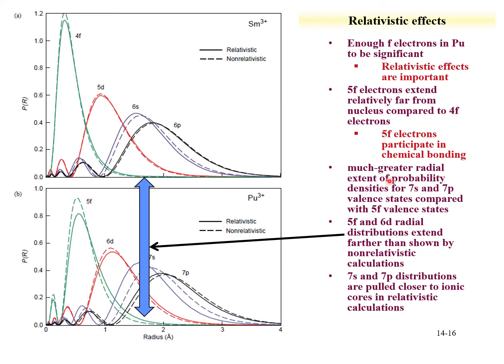So these relativistic effects allow 5F electrons to participate in chemical bonding because they're relatively far from the nucleus compared to the 4Fs. And if we look at the 4Fs here, by this point, let's say 1.5 angstroms, there's very little probability of finding them, whereas we have a much larger probability of finding the 5Fs.